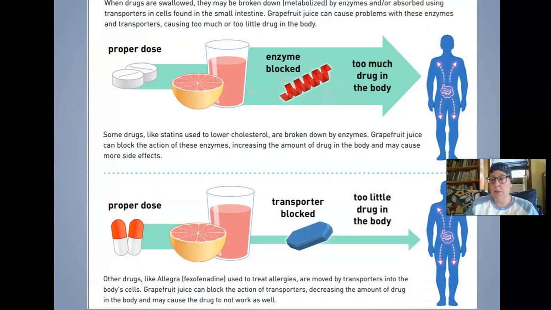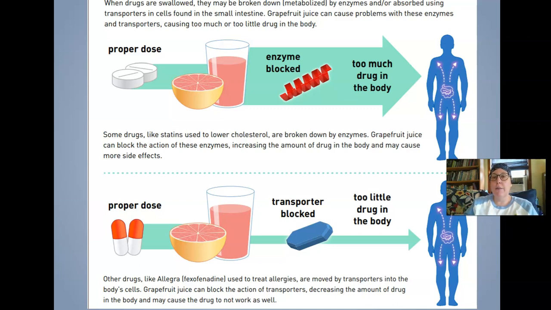You're welcome to go in there and find it to get full information on it. So basically, this is what's going on. When drugs are swallowed, they may be broken down by enzymes and/or absorbed using transporters on the membranes of cells in the small intestine. That means it would bind on the transporter, and then it brings it into the enterocyte, and then it brings it into the circulation.